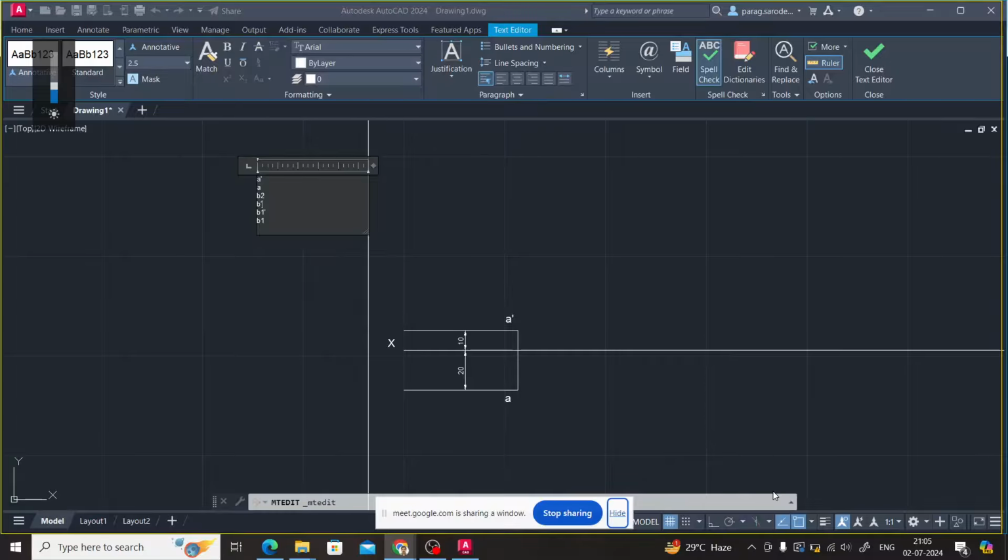I'm typing on the screen the letters that we want.